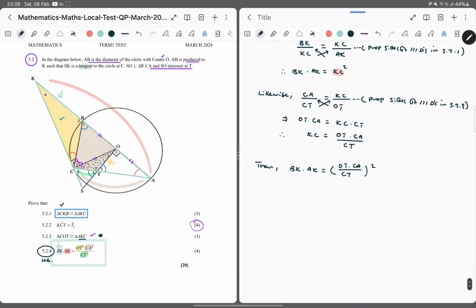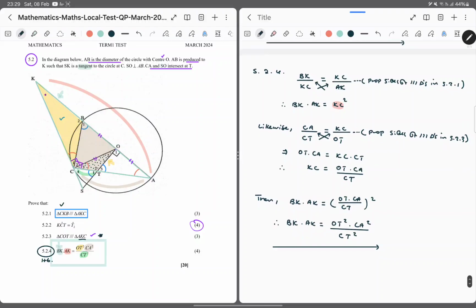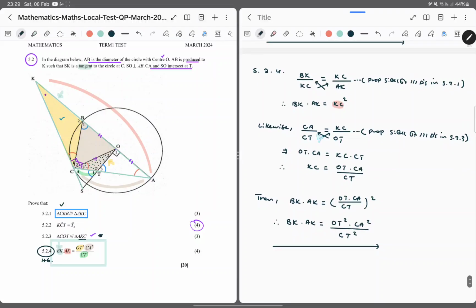That is squared. We can conclude that BK times AK. Now when we square this, the square distributes to each one of those things there. So it's going to be OT squared times CA squared over CT squared. Again, understanding algebra, guys, because simplification is algebra, isn't it? Yes. Is important. So can you see these 4 marks are easy once you know what to do. Again, pay attention, as you could see a mistake easily can creep in.